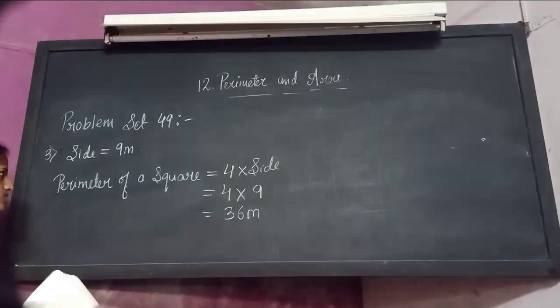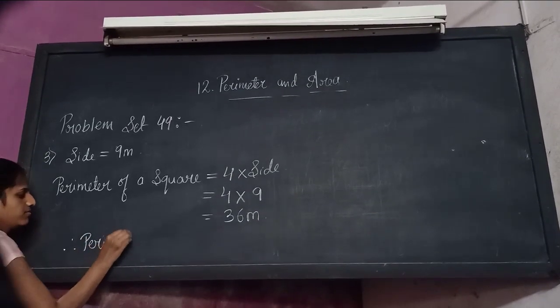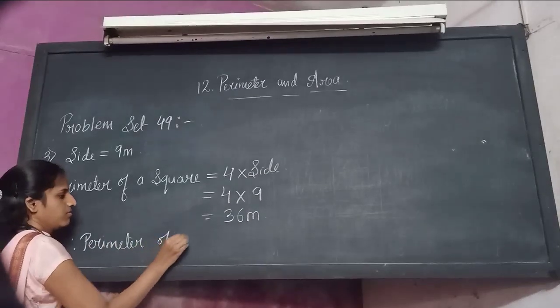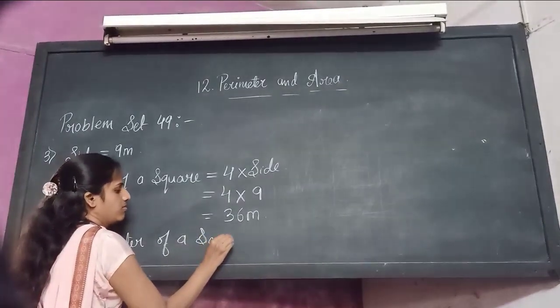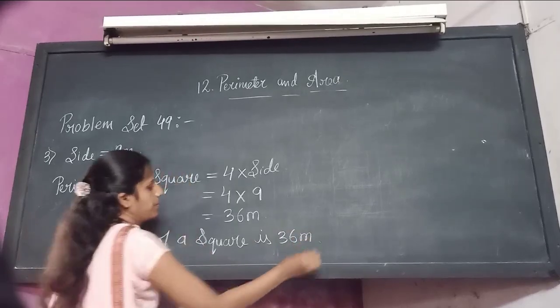Hope you understood this question. Just write down the final statement. Therefore, perimeter of a square is 36 meter.